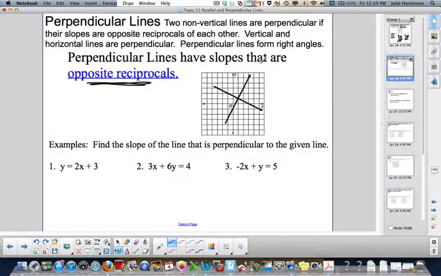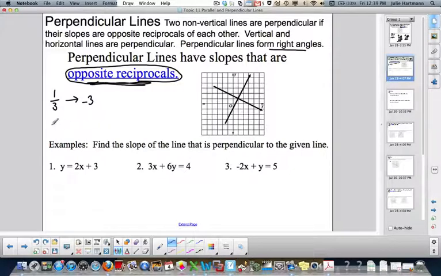Okay, a couple things about perpendicular lines. They form right angles. Vertical and horizontal lines are perpendicular. And then their slopes are opposite reciprocals. Now, in case you have forgotten what that means, if you have something like 1/3, the opposite reciprocal, you flip it, so it would be 3/1, or just 3, and make it negative.